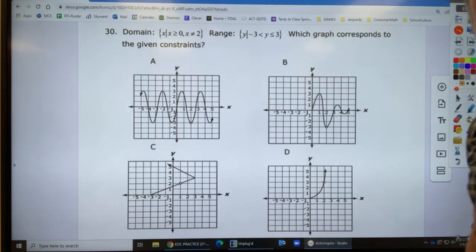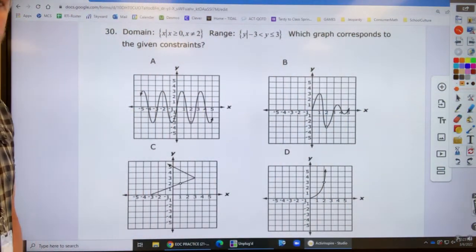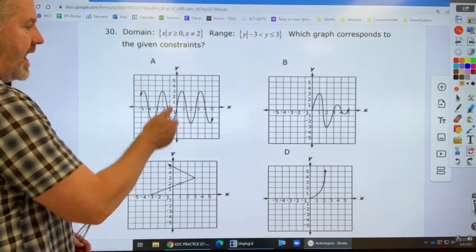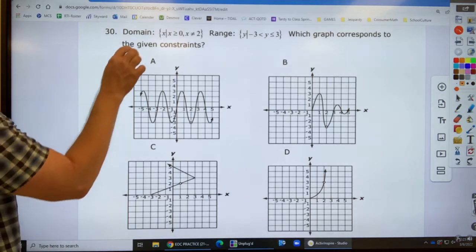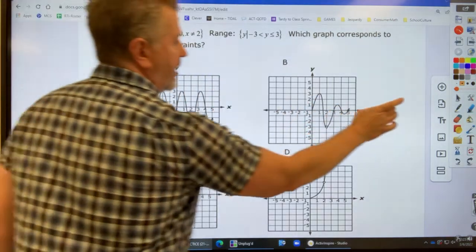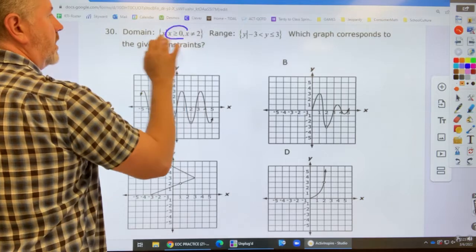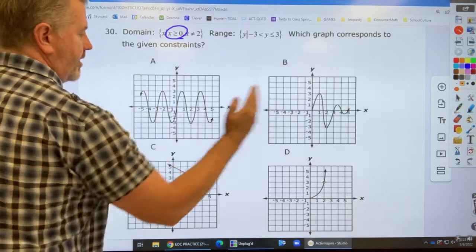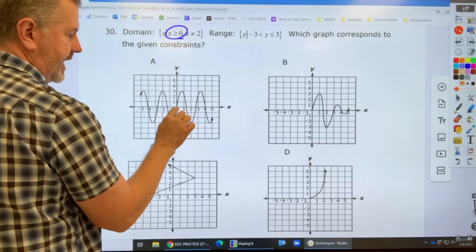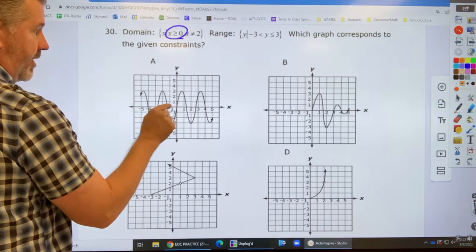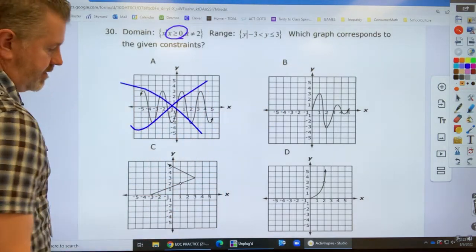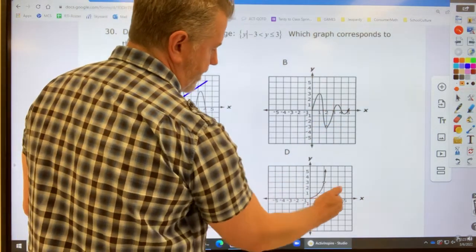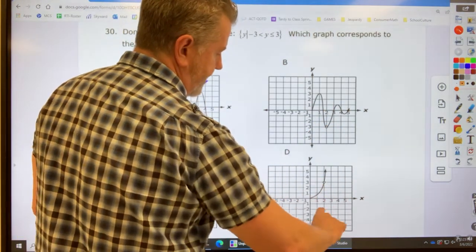All right, this is another domain and range problem. Domain is all the x values, so you're looking at the x values for domain. Range is all your y values, so you're looking at the y values. This is saying that x is greater than 0, okay? That means that this whole thing needs to be this side of the y-axis, because x cannot be less than 0. It's greater than 0. So I'm going to cross that one off. I'm going to cross that one off. These are two possibilities because they're both on the right side of the x-axis.